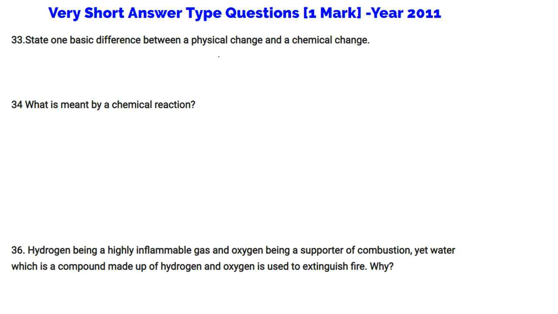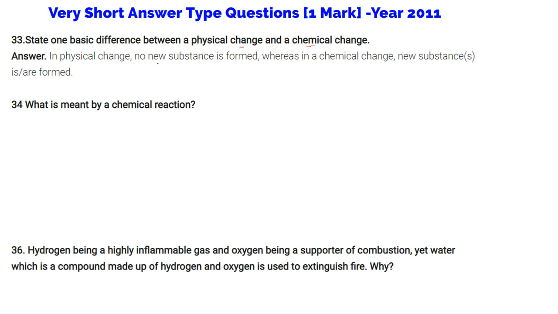State one basic difference between physical change and chemical change. In physical change, no new substance is formed, while in chemical change, new substances are formed. This is the basic difference. There are various differences, but this is the basic difference. In physical change, new substances are not formed. But in chemical changes, you'll always see certain new substances with different properties are formed.